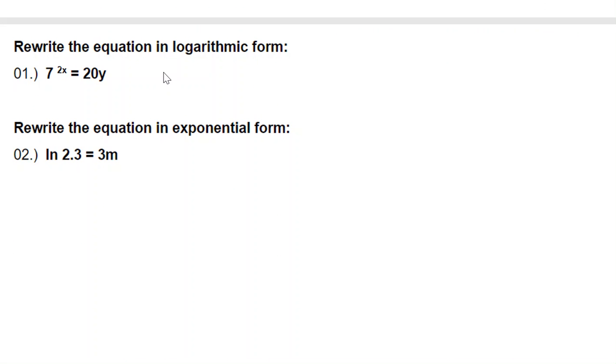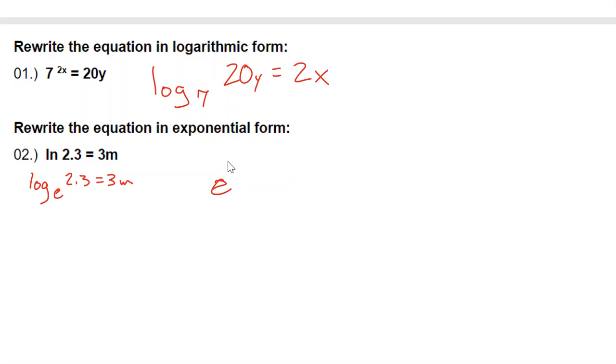As a logarithm, this one would look like 7 for the base, 20y goes there, and the exponent goes to the right. So you have to think of this as log base e, 2.33m. And if that's the case, then it's going to be e to the 3m equals 2.3.